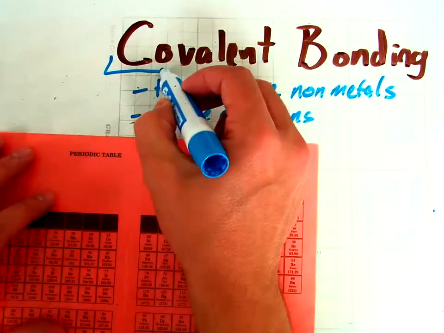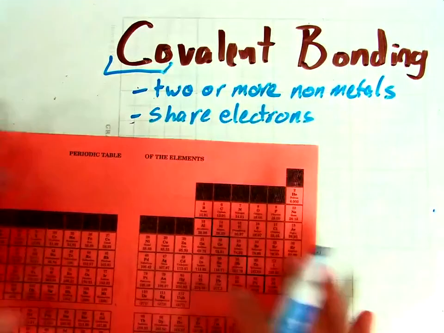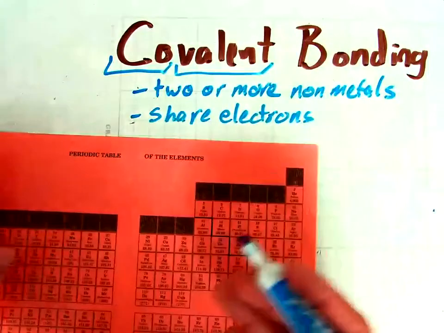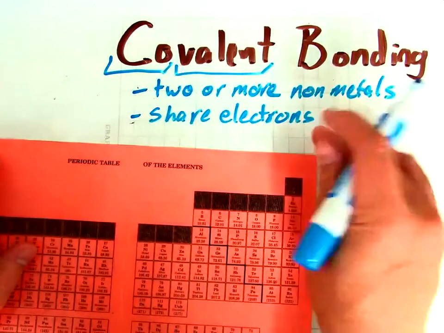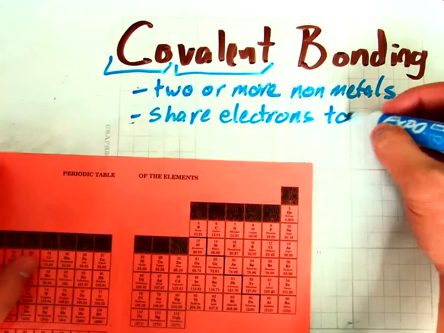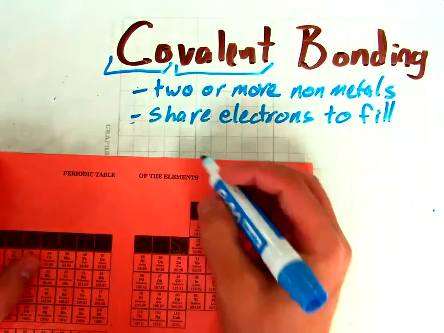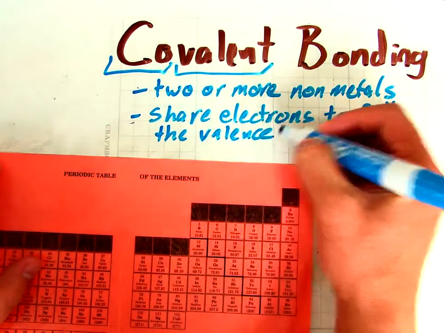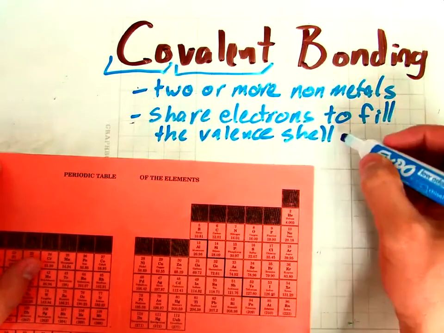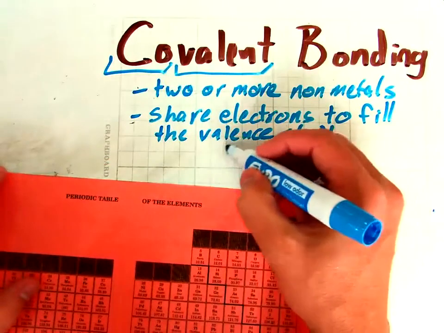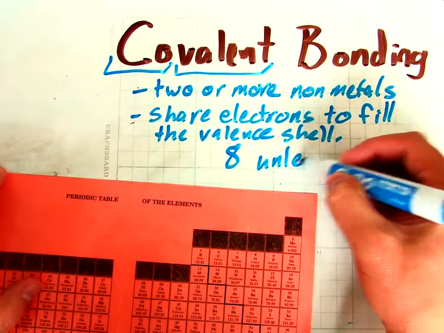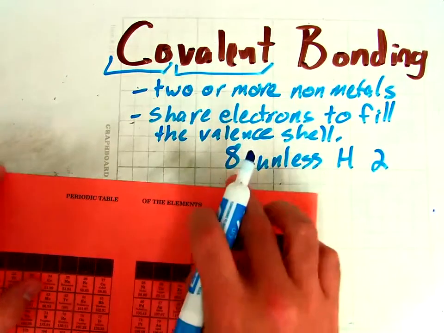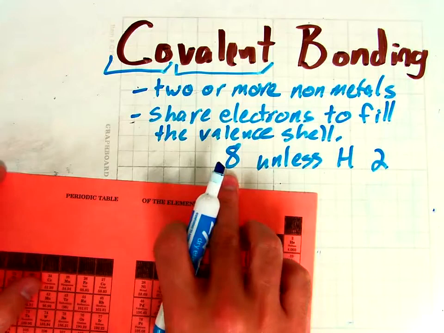And that's really what covalent means. Co means together, and valent is really just valence. So what they're doing is sharing valence electrons. We're sharing electrons to fill the valence shell. And remember, the magic number is 8 unless you're hydrogen, then the magic number is 2. So we always want to get 8 electrons in our valence shell.